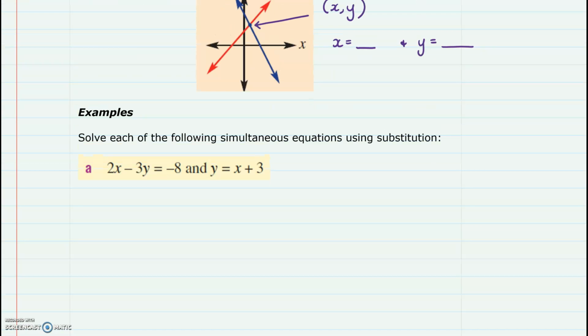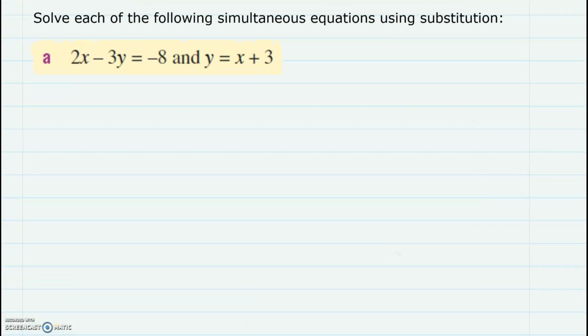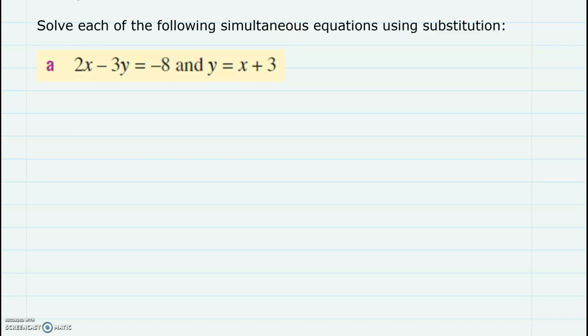What they've got here are two equations. The 2x minus 3y equals negative 8 is written with x and y on the same side. The other equation has y equals and then everything else on the other side. The method we use for substitution is when one of your equations says y equals or x equals. They both could, like in part B that we'll do, but in this case there's only one equation that is of the form y equals something. That makes it really easy to substitute that equation into the other.